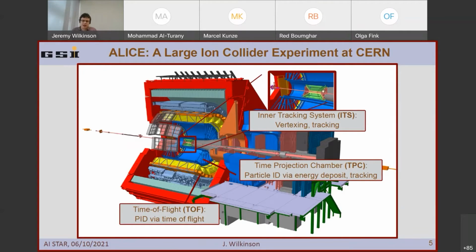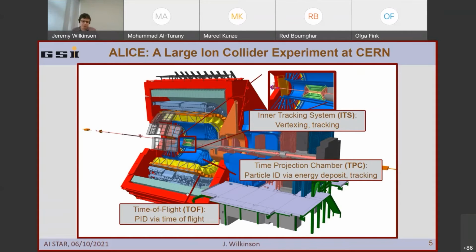There is the inner tracking system, which is currently 6 layers of silicon that we use for vertex determination and initial tracking. We have a large gas time projection chamber surrounding this, where charged particles pass through, deposit some energy in the detector gas, and the signal from this is detected. We can use this for further tracking capabilities and also for identifying the mass of particles via how much energy they lose through the Bethe-Bloch detector response.